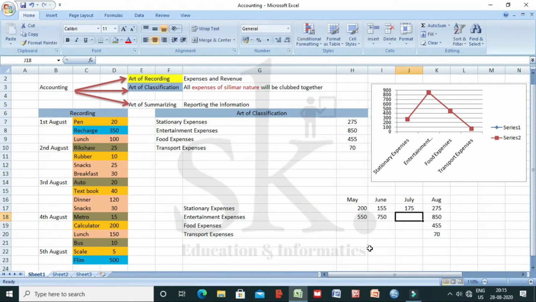June it becomes 750. Again in the month of July it was 450 and 850 in the month of August. Food expenses roughly will be more or less same, 400. We had 350 rupees for the month of June. For the month of July it is 440 and 450 rupees in the month of August.